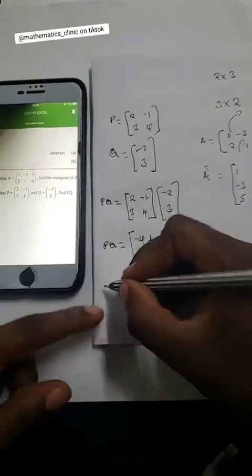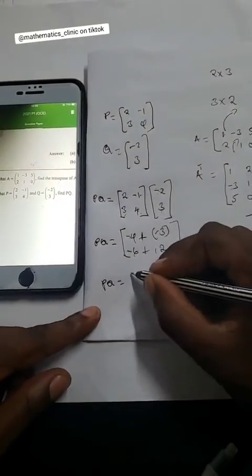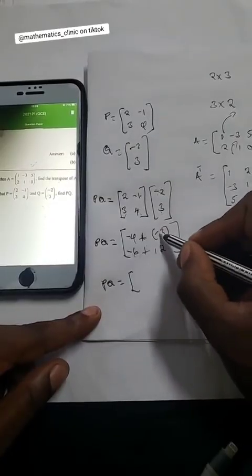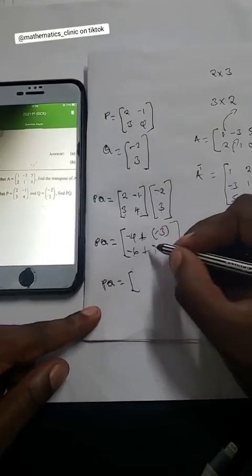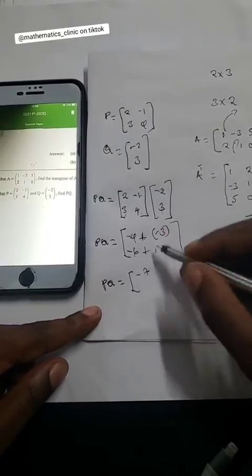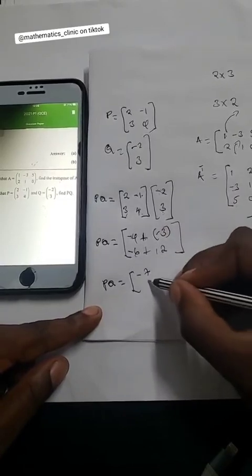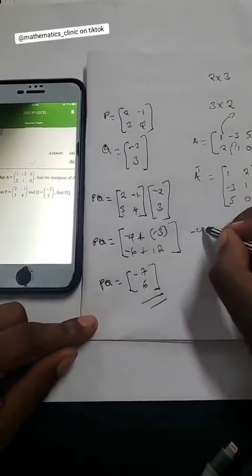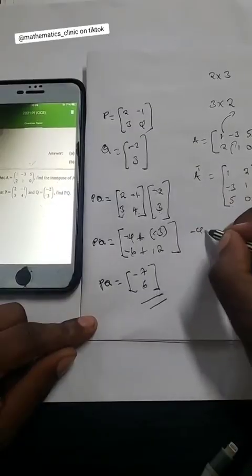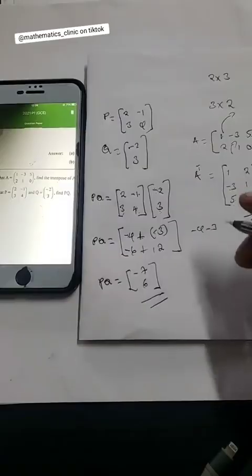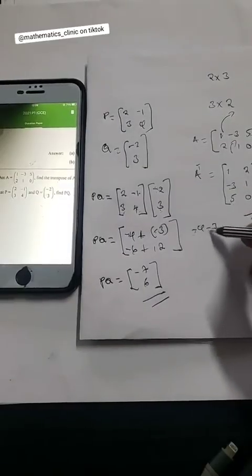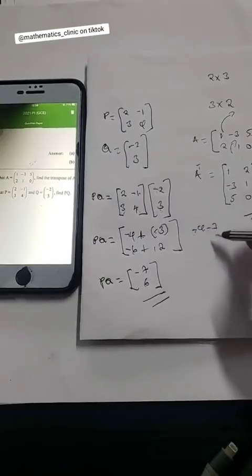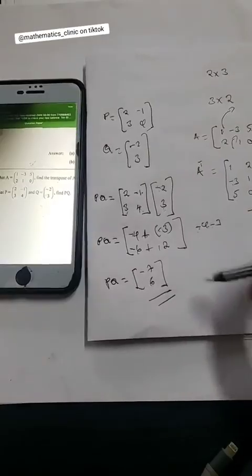Then we simplify. So the PQ is equal to -4 plus -3. Positive times -3 is -3. So -4 minus 3 is -7. Then say -6 plus 12, it is +6. Remember what I said? If they have the same sign, we take them as if we are adding them, but we get the negative sign. So 4 plus 3 is 7. Then we say just -7.